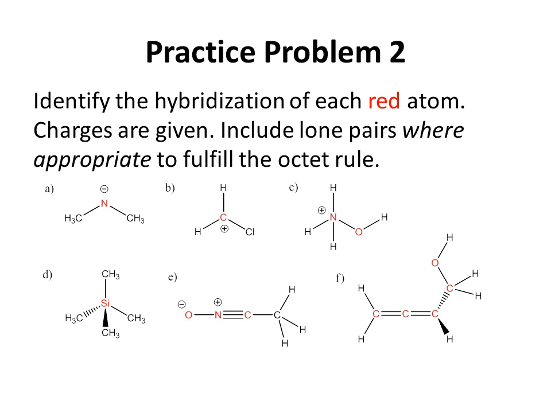This is problem 2. Identify the hybridization of each red atom. Charges are given. Include lone pairs where appropriate to fulfill the octet rule.